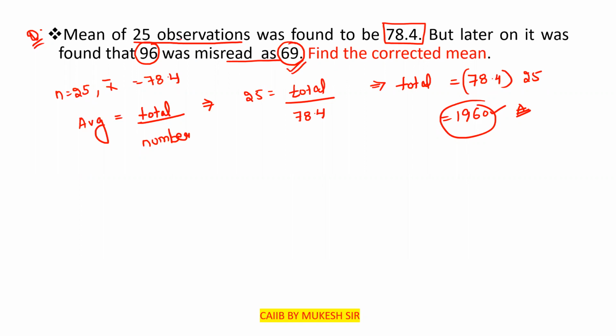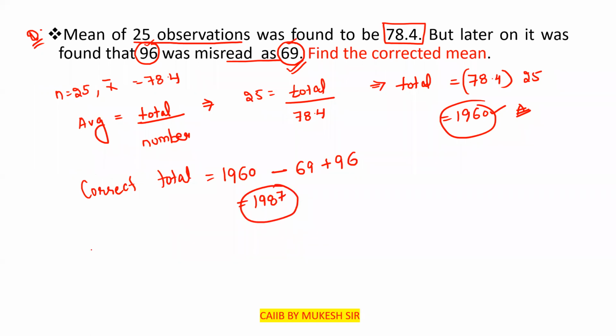So what we have to do now is add the original number and subtract the wrong number, that is 69 as misread. We have to calculate the correct total, because we have to calculate the correct mean. Out of the total, we subtract the wrong number 69 and add the original number 96. So subtracting 69 and adding 96, the correct total comes out to be 1987.